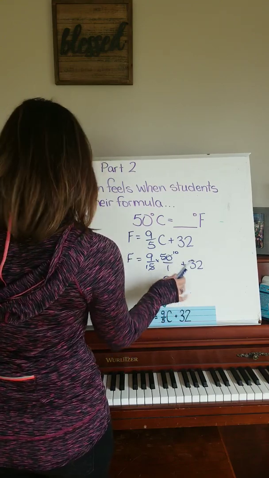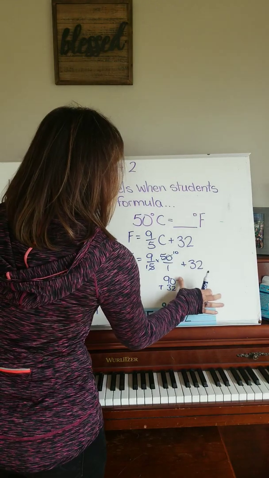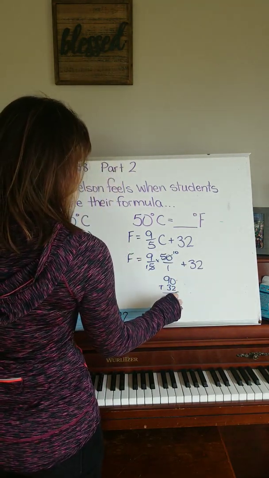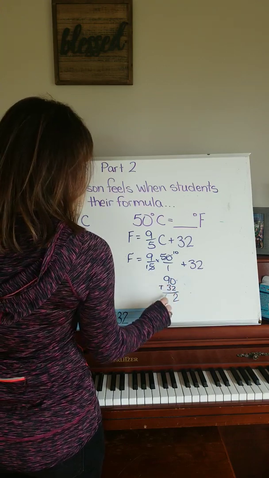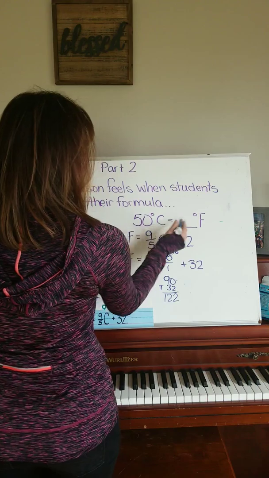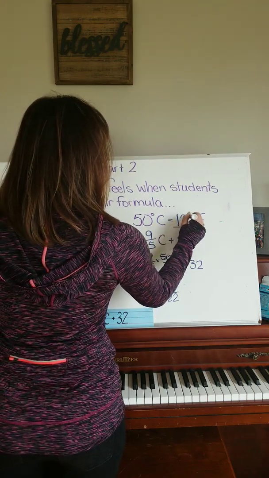Wow, I don't know where my eraser is, so that looks weird. Okay, add this up. 0 plus 2 is 2. 9 plus 3 is 12. So I should get 122. 50 degrees Celsius is 122 degrees Fahrenheit.